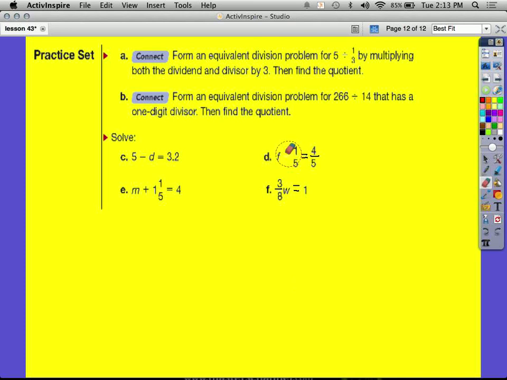This is actually supposed to be a subtraction sign. There.